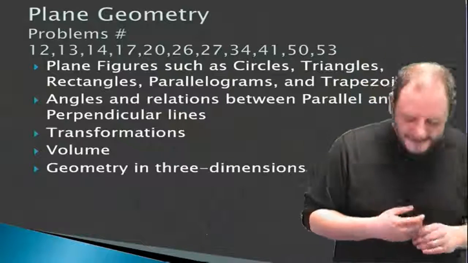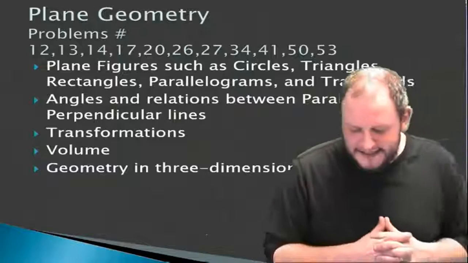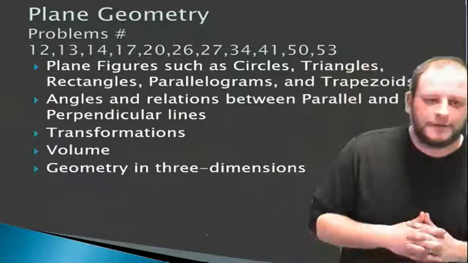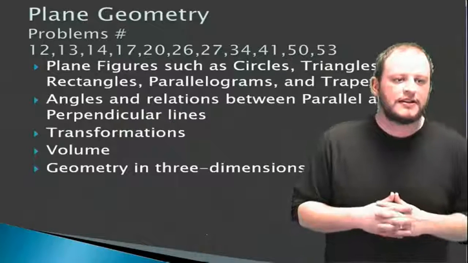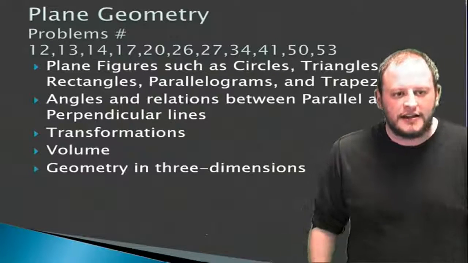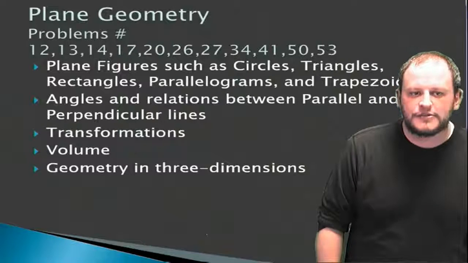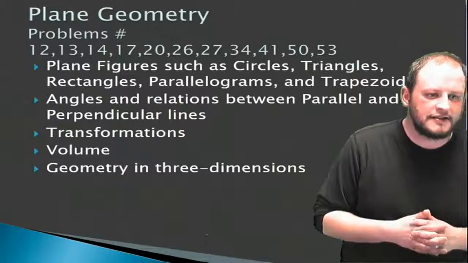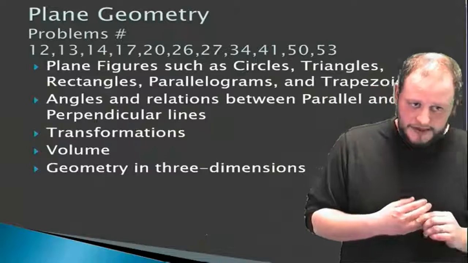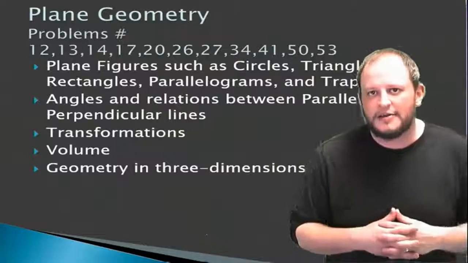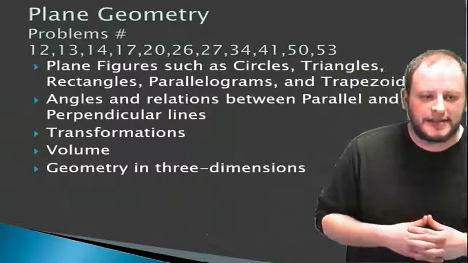Plane geometry. These are going to be your formulas. I do not think the ACT gives you any sort of formula sheet. You'll have to know a lot of the formulas that are used to solve for area, solve for perimeter of different sorts of shapes: circles, triangles, rectangles, parallelograms, and trapezoids. Plane geometry is also going to require us to know a lot about angles and how supplementary and complementary angles work together.